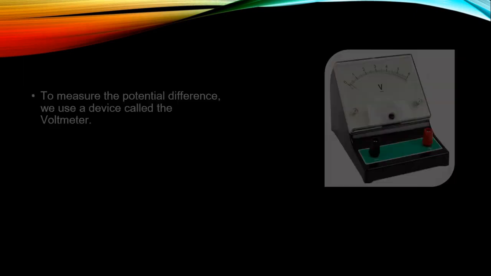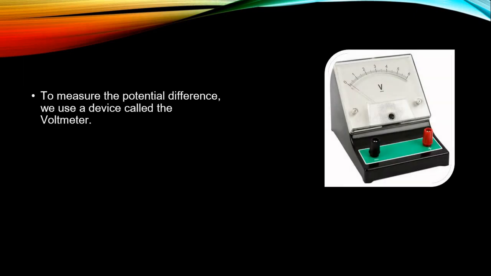How do we measure potential difference? To measure that, we use a device called a voltmeter. It is very similar to an ammeter, but there are some differences as well. It has 2 leads, a positive and a negative lead, which are to be connected to the points across whose potential difference is to be measured. It has a circular or a semicircular scale and a pointer, which will point to the correct value of the potential difference.